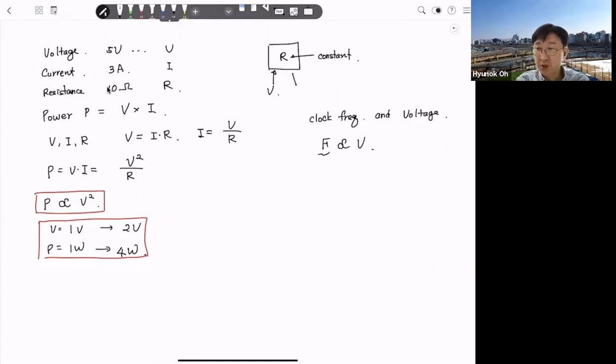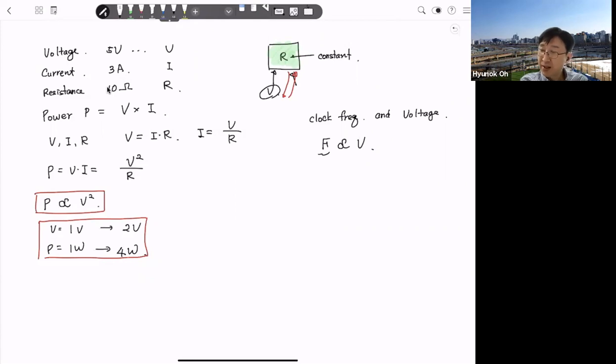On the chip, this is the processor. If we are providing a high voltage, then we can easily drain the current, or supply the current, to the processor, right? So if we are giving a high voltage, then the amount of current will be higher, in linear proportion to the voltage.